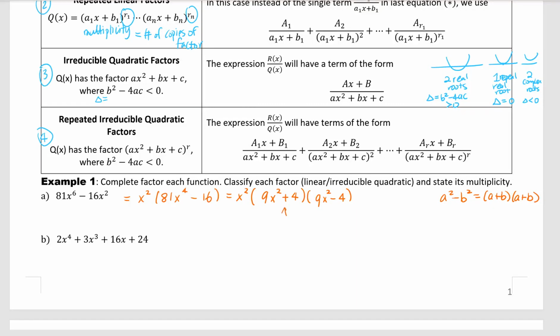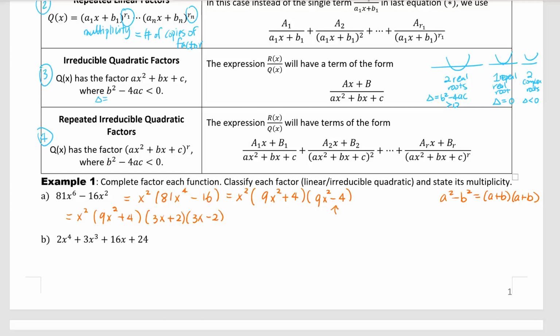And this guy is an irreducible quadratic. But this guy, we can factor further. How? Well, this is 9x squared minus 4, and I can factor it as 3x plus 2 and 3x minus 2. So far, so good, everybody?